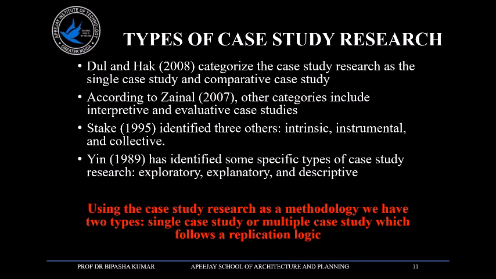In architectural case studies, using case study research as a methodology, we basically have two types: a single case study or a multiple case study, which may follow a replication logic. That means either you take one case study and do your whole study on it, or you can have a number of, or multiple, case studies. However, taking a single case study may not give you the exact picture of the case.